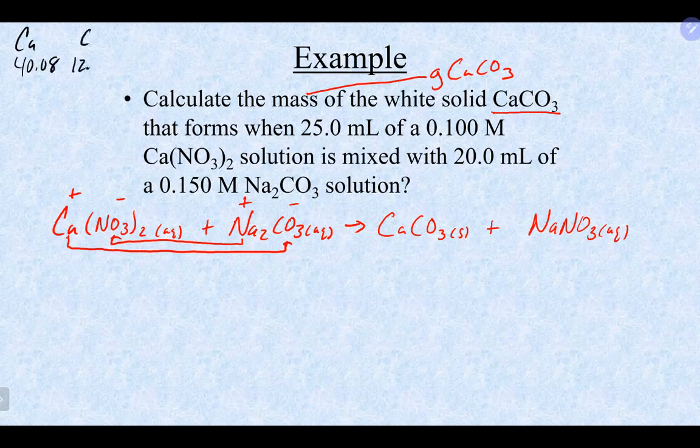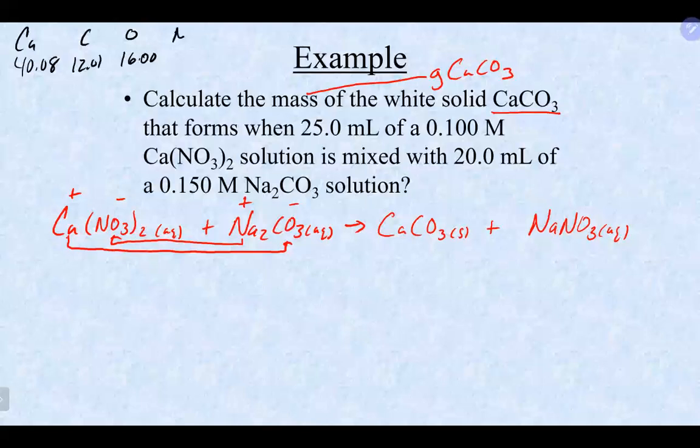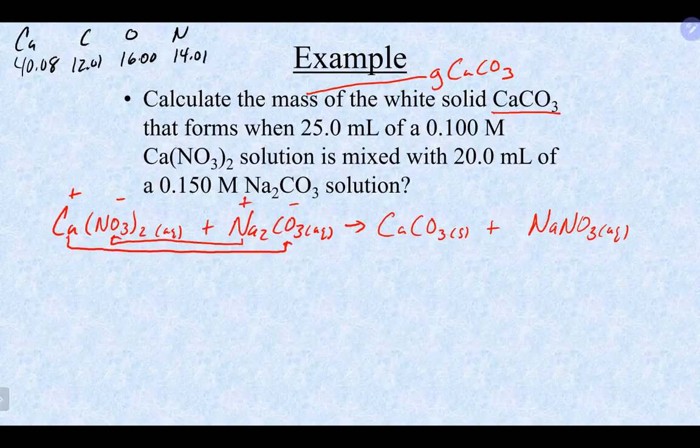Carbon is 12.01. Oxygen is 16. I don't know if you need nitrogen, but I'll put it up there, 14.01. And not sure what else is left. I think that's everybody: carbon, nitrogen, oxygen, calcium, and sodium, I guess, was the other one.